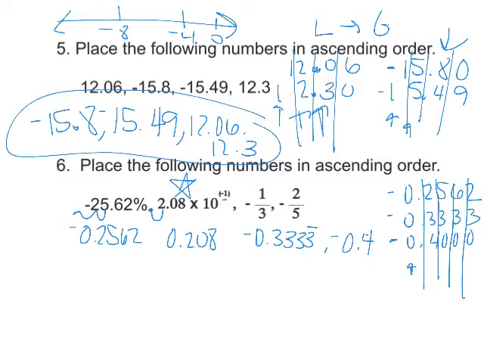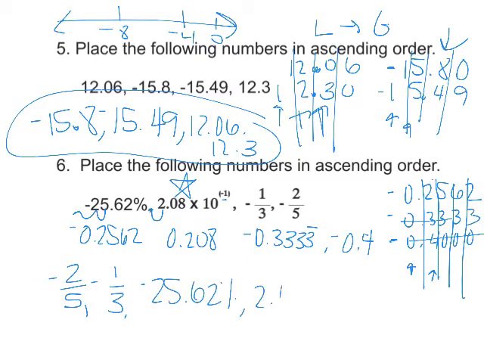These are all 0, so we go to our next column here. Which is smaller, a negative 2, a negative 3, or a negative 4? Good, negative 4 is the smallest. Next, negative 3 or negative 2, which is smaller? Negative 3 is smaller. And then we've got negative 25.62%. And finally, our only positive.